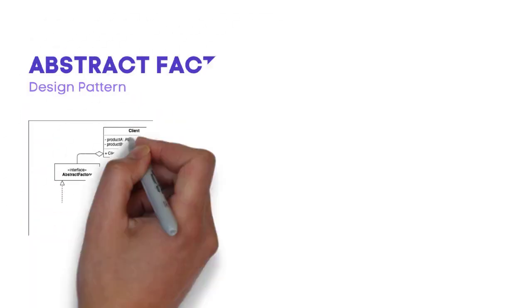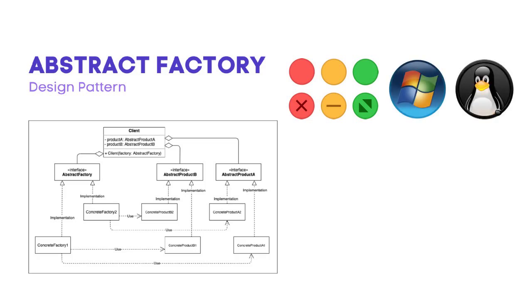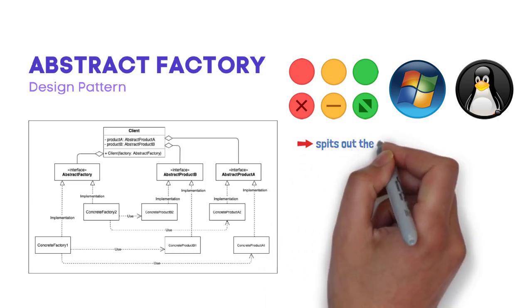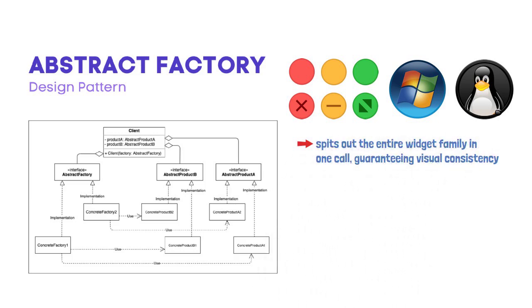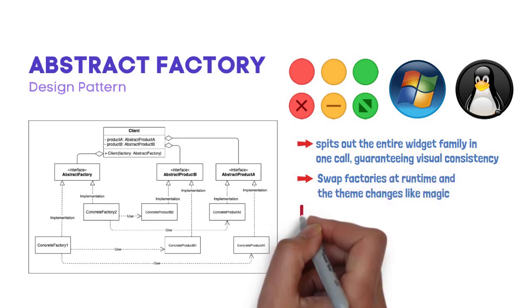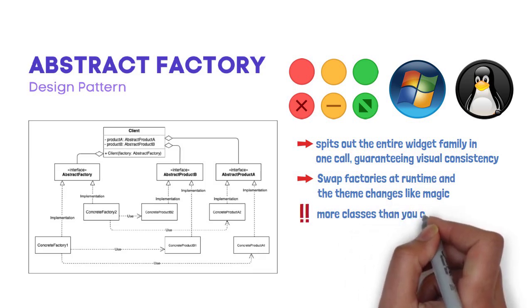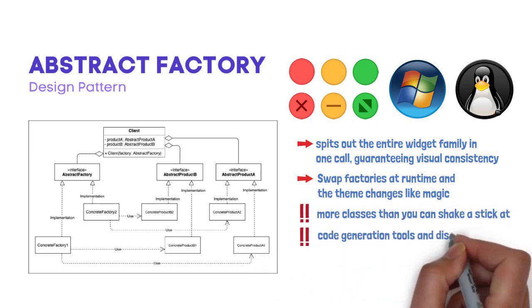Scale that idea from one product to families and you get Abstract Factory. Suppose you're building a cross-platform UI kit, macOS buttons, Windows buttons, Linux buttons, each with matching scroll bars and menus. An abstract factory spits out the entire widget family in one call, guaranteeing visual consistency. Swap factories at runtime, and the theme changes like magic. The downside? More classes than you can shake a stick at. Code generation tools and disciplined namespaces are your friends.